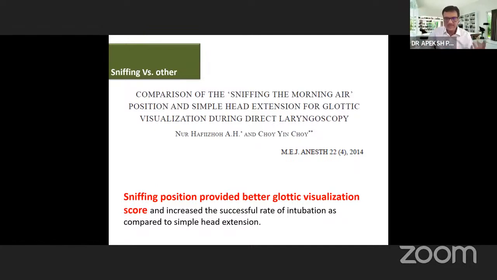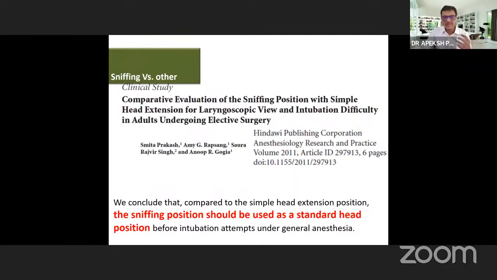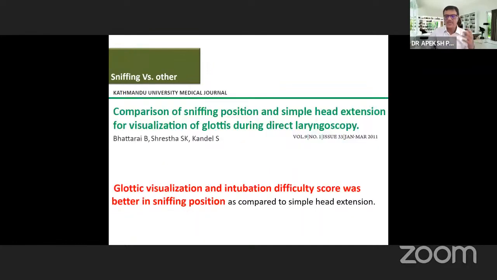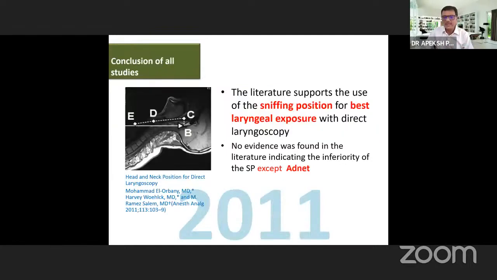So if you look at the Malaysian journal, if you look at the Hinway publication, if you look at the Kathmandu journal, whatever the journal you take, if you take Anaesthesia journal, whatever. So most of the journals, they are supporting the sniffing position for better laryngeal view. So that's the conclusion of most of all studies. Sniffing position provides the best laryngeal exposure, whether it aligns the axis or do not align the axis is a different matter.